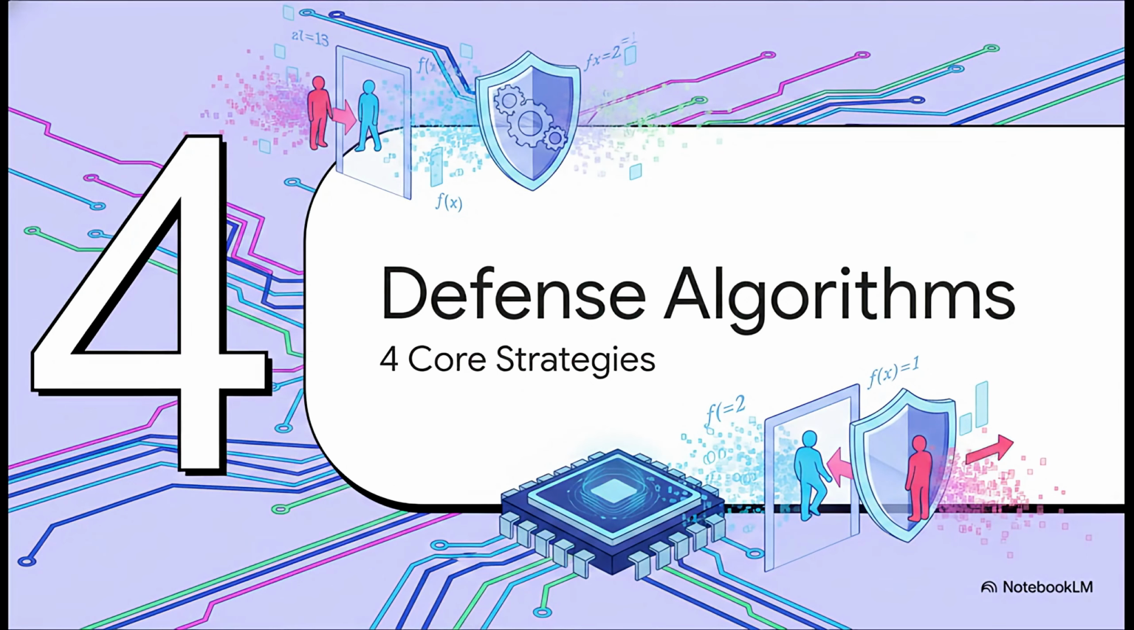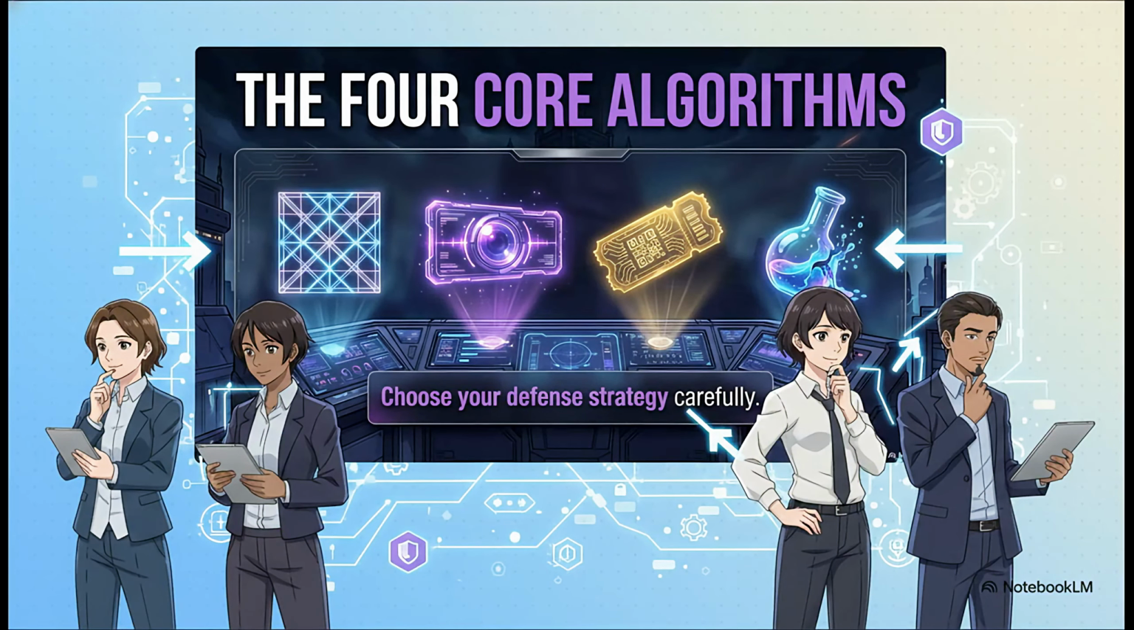All right, let's get into the technical arsenal. Section 4, the core defense algorithms. Now that we know where to deploy our defenses, we need to know exactly how they calculate who gets in and who gets blocked. Look, if you are stepping into a system design interview at a FANG company, having a high-level understanding of these 4 specific defense mechanisms is completely non-negotiable. You have to choose your defense strategy carefully based on the exact needs of your system.